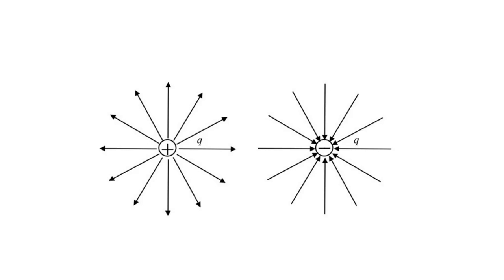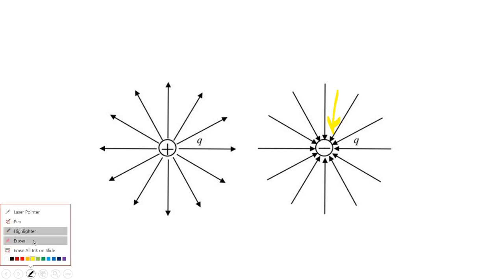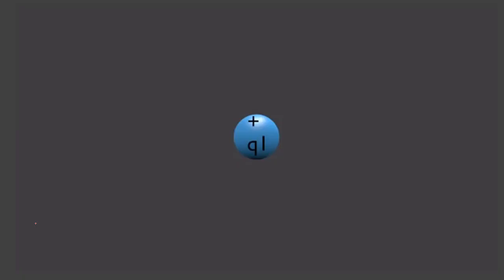What is this diagram? It represents the direction of flow of electric field intensity. If the charge is plus, then the lines will be outwards from the charge. So for plus charge, the direction of flow of electric field is outwards. For minus charge, the direction of flow of electric field is inside. That is the main thing about plus charge and minus charge. So see this video.